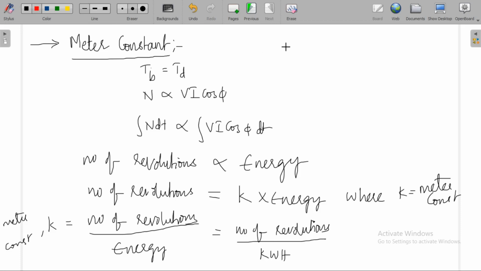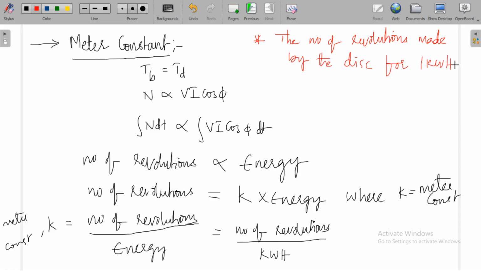Now how can I define this meter constant? The meter constant means the number of revolutions made by the disc for 1 kilowatt hour of energy consumption is called meter constant.